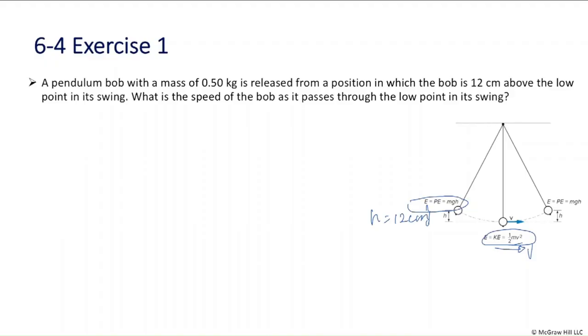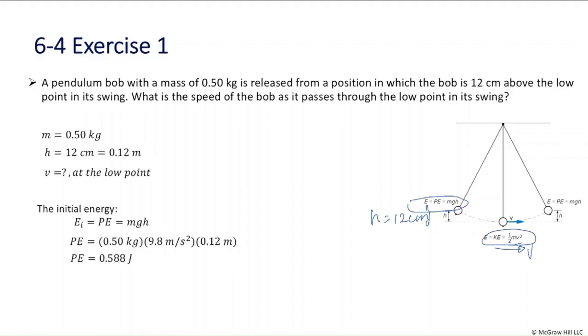Alright, we have been given the mass of the bob, which is 0.5 kilogram and the height is 12 centimeters. So you have to convert centimeters to meters. So h is 0.12 meter. Now at the top, the initial energy of the system is just the potential energy. Since it is at rest in the beginning, there is no kinetic energy.